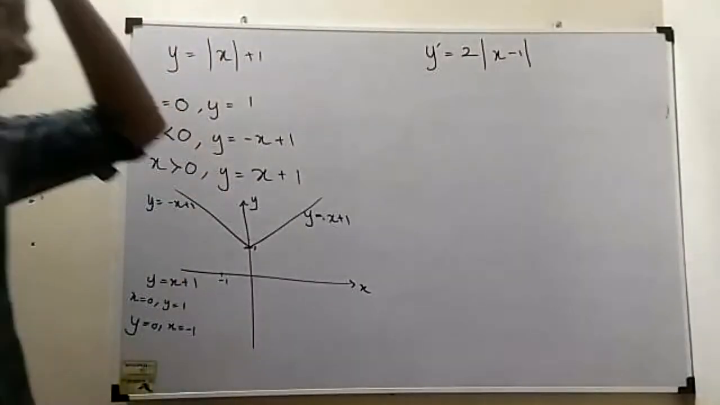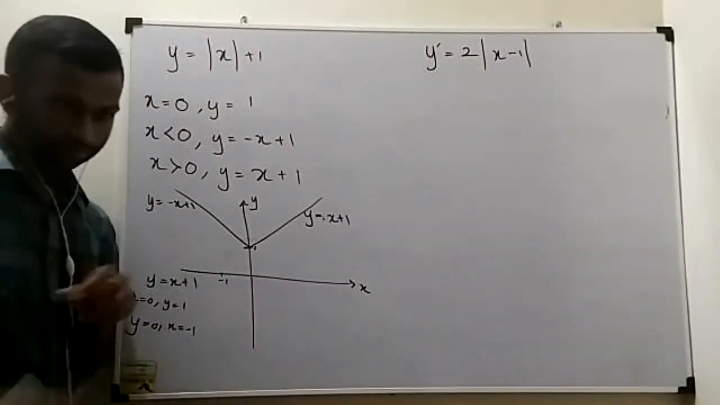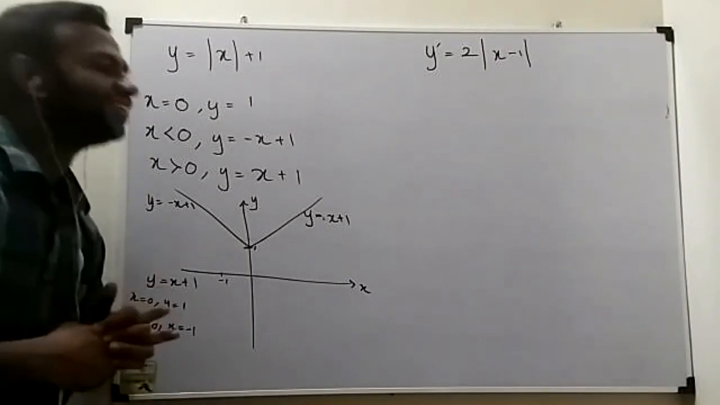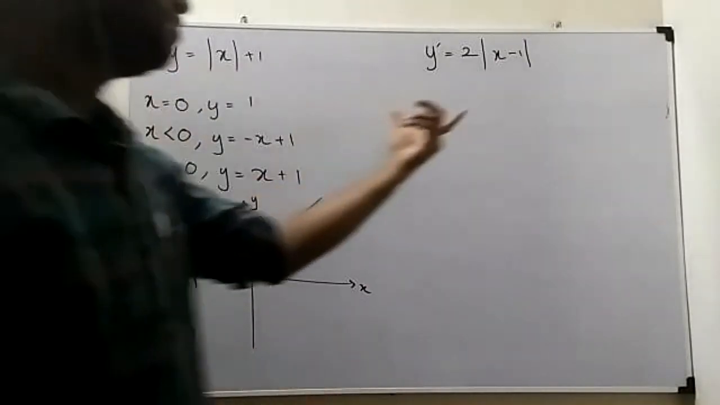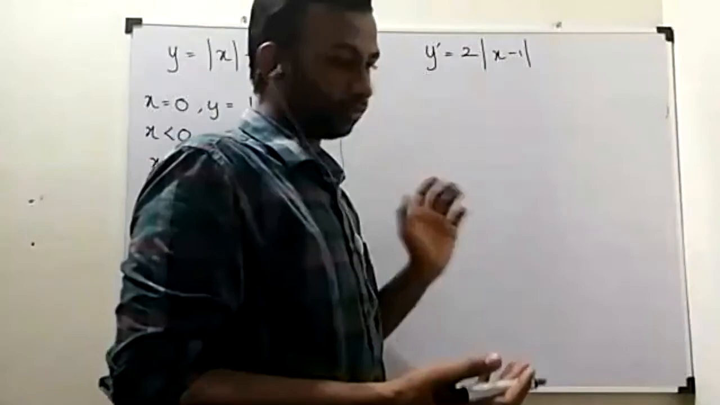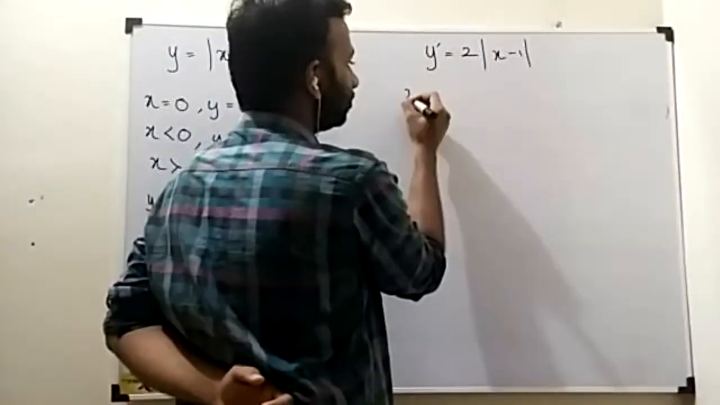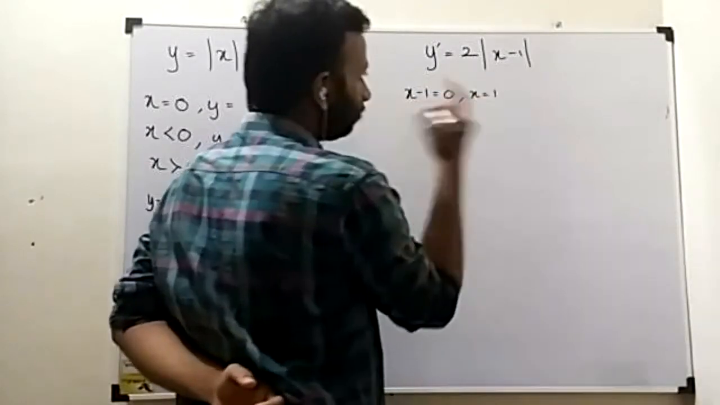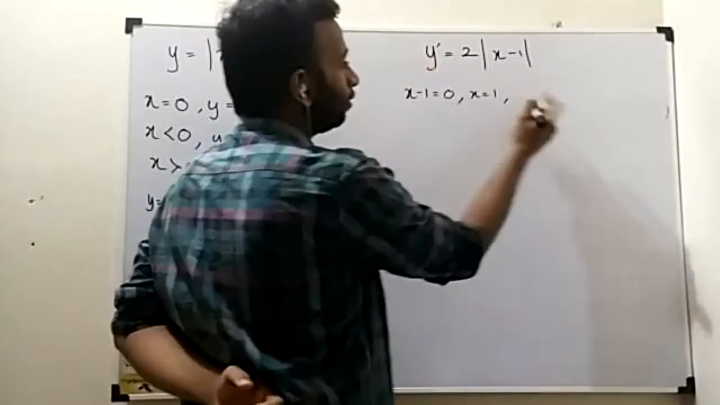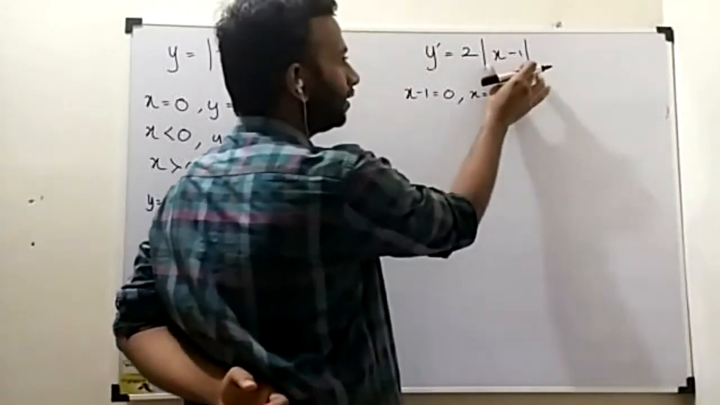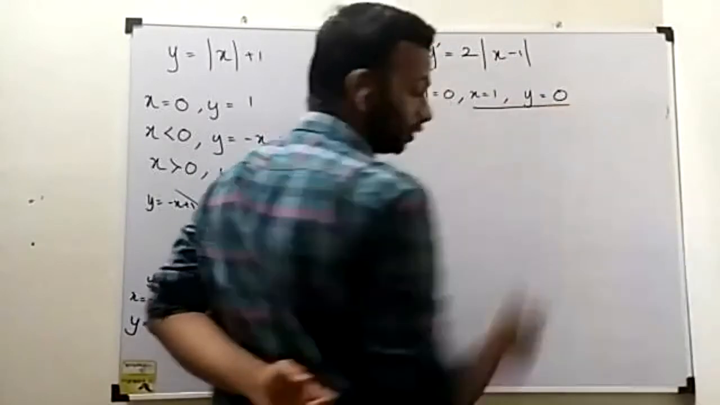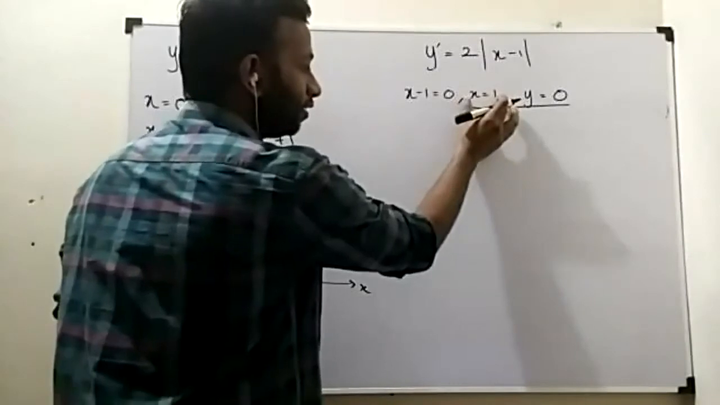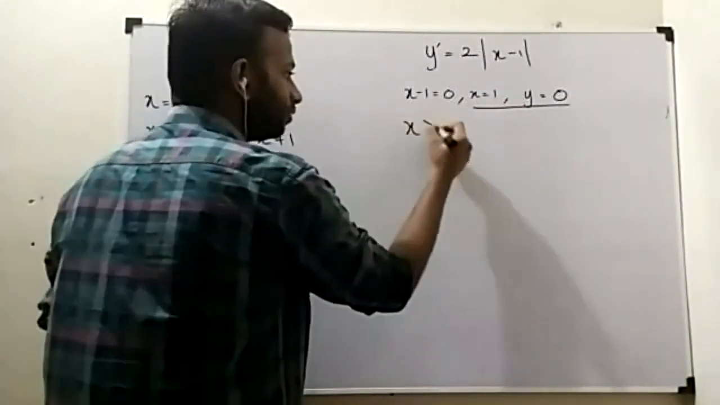Okay, you tell me. What do we do first? What you do first is you take the value inside the modulus and make it equal to 0. So x minus 1 is equal to 0. It means x is equal to 1. So when x is equal to 1, what is the value of y? That means this whole thing is 0, so y is equal to 0. Then you take the two cases: x greater than 1, and x less than 1.